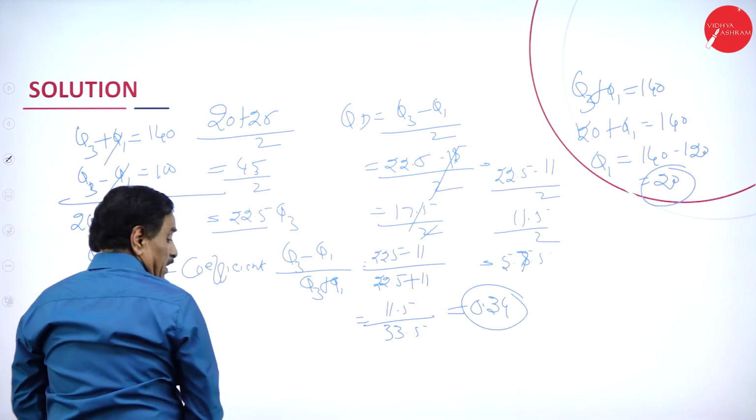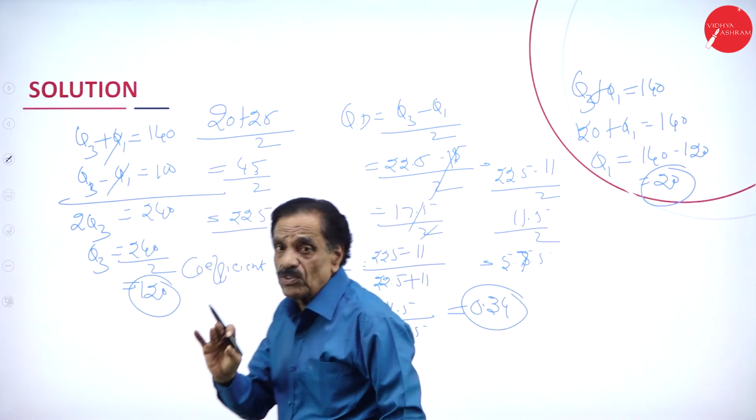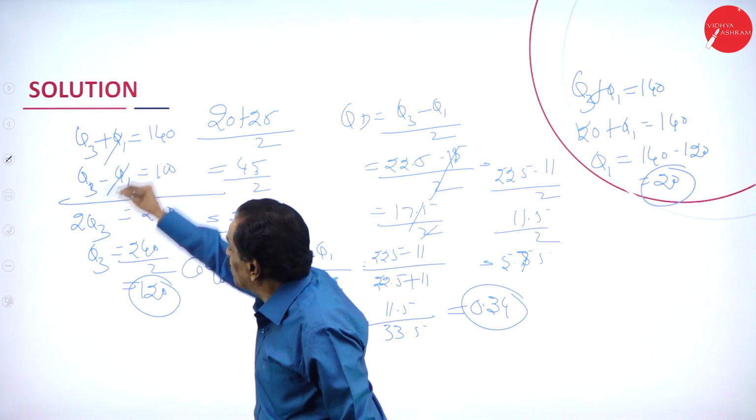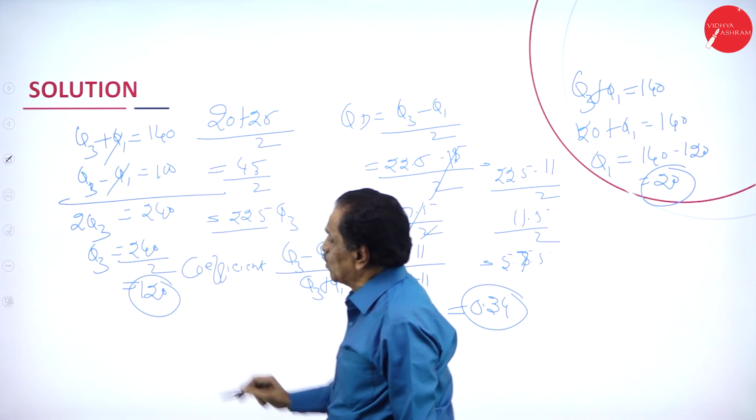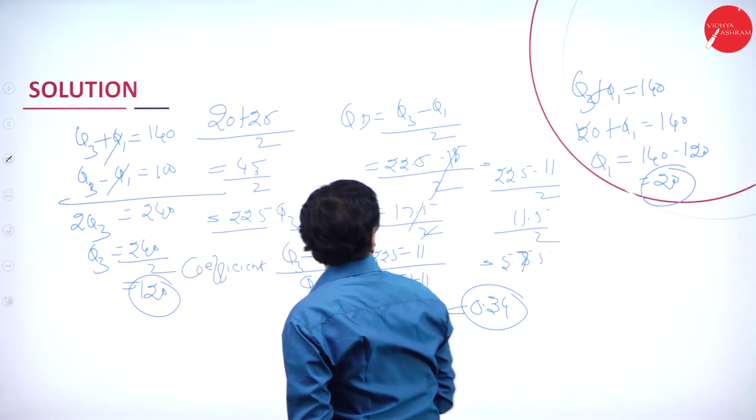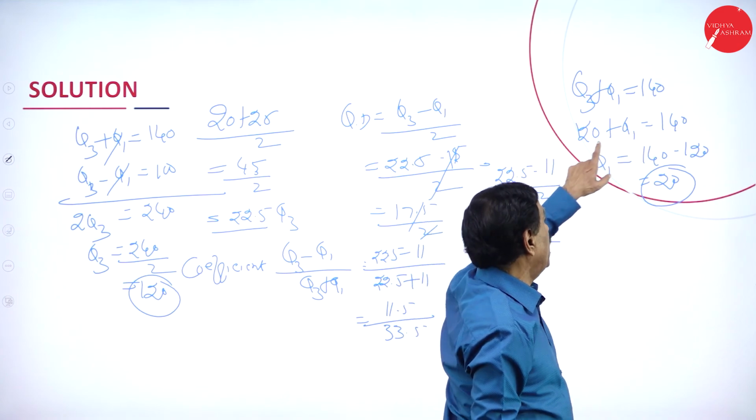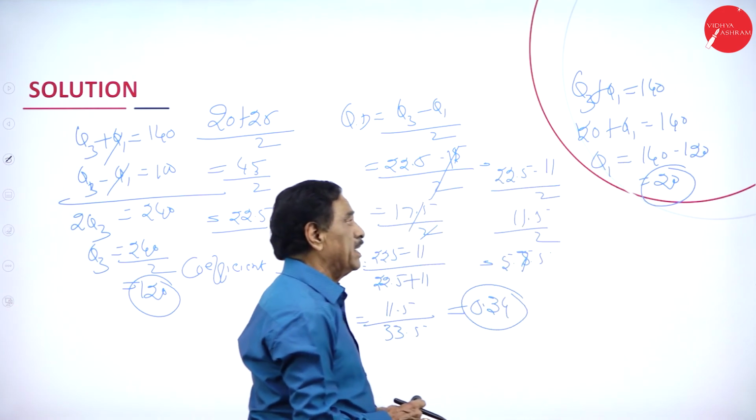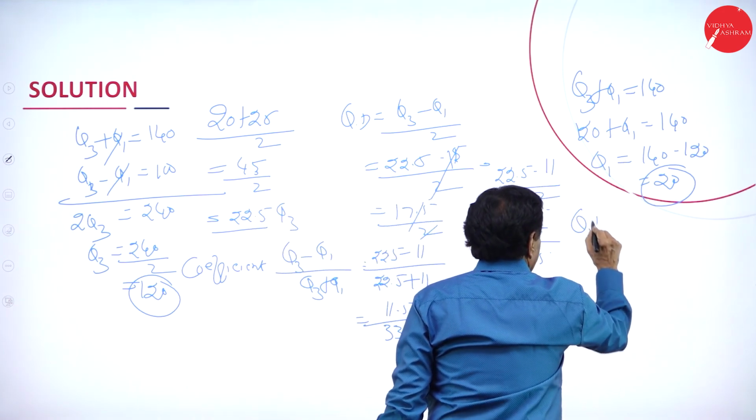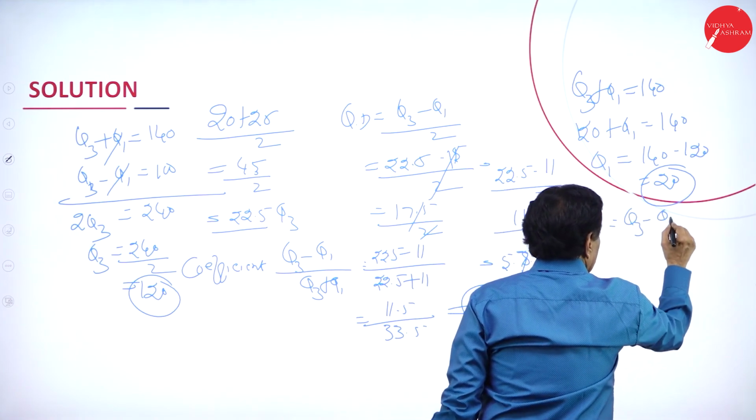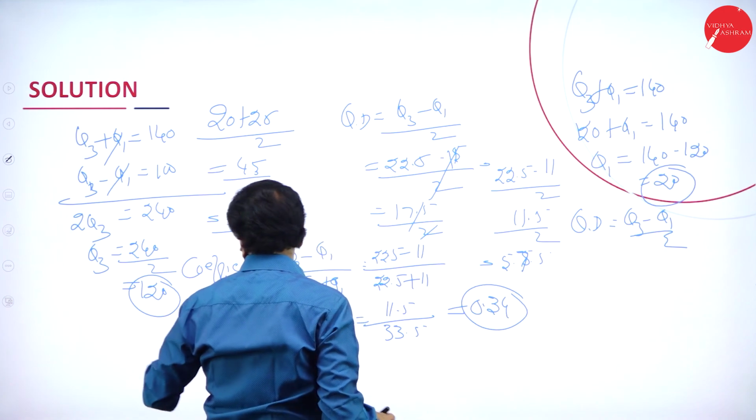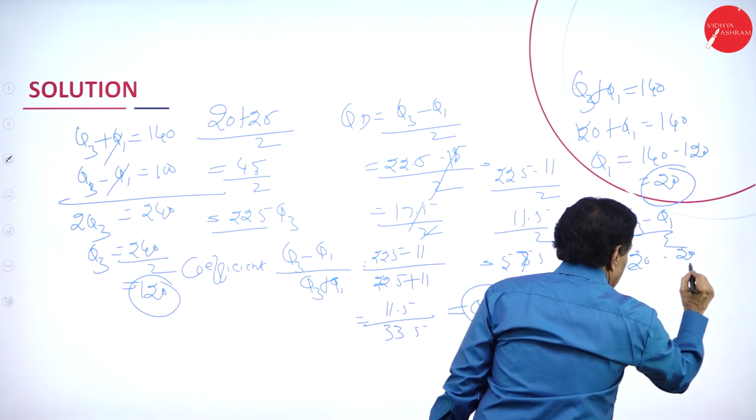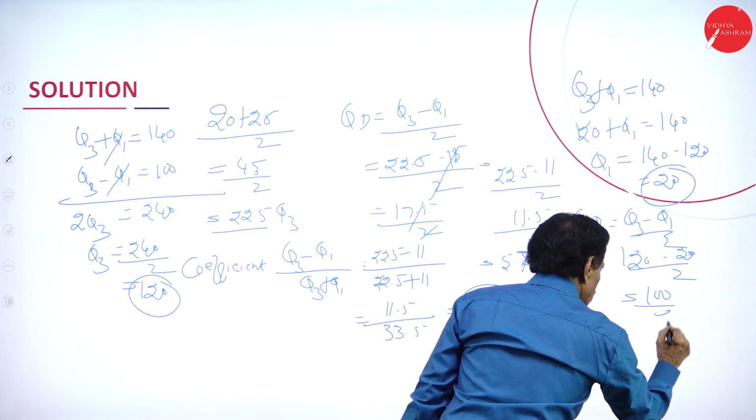I think now you are clear, very much clear here. So, no confusion at all. Q3 plus Q1 is 140. Q3 minus Q1 is 100. By adding the figure, 2Q3 is equal to 240. Q3 is equal to 240 divided by 2, 120. Application. Q3 plus Q1 is 140. Q3 is 120. Q1 you have to find out: 140 minus 120 is 20. Then quartile deviation, Q3 minus Q1 divided by 2. What's your Q3? You find out 120 minus 20 divided by 2. This is 100 divided by 2, 50.